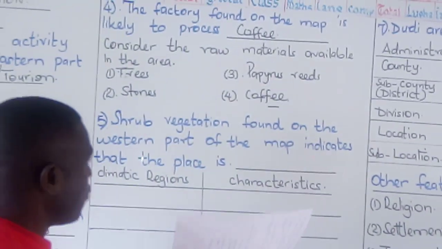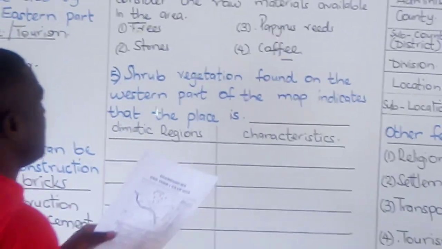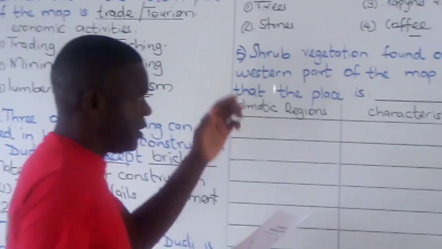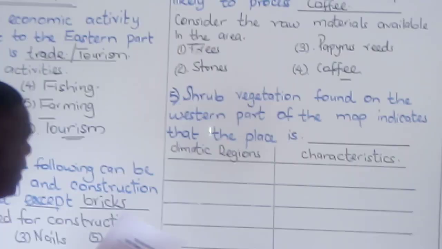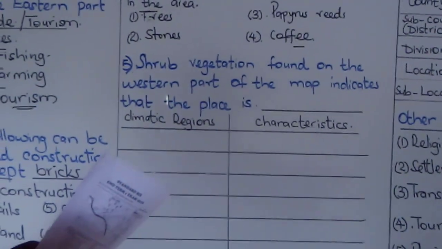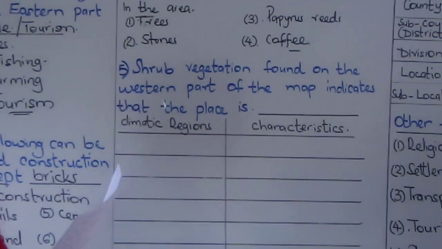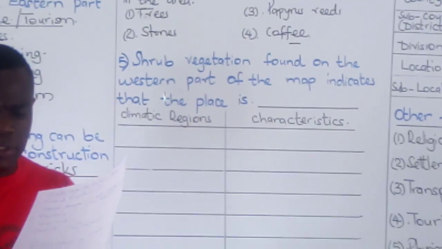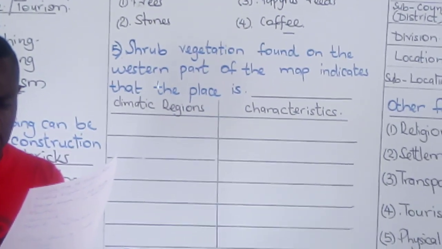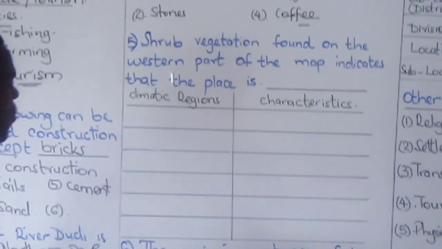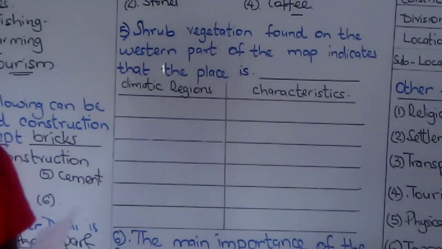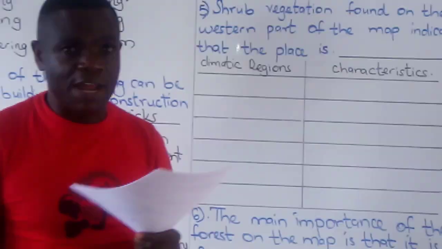So if we look at the raw materials, then we can deduce the kind of finished product that comes from the factory. Let's look at question number 5. Question number 5 says shrubs, vegetation found on the western part of the map indicates that the place is dash. Shrubs are an indication of semi-arid and arid areas.